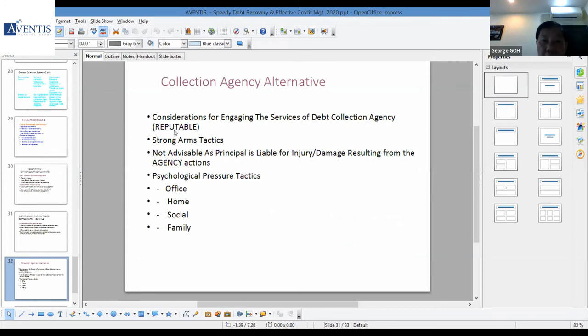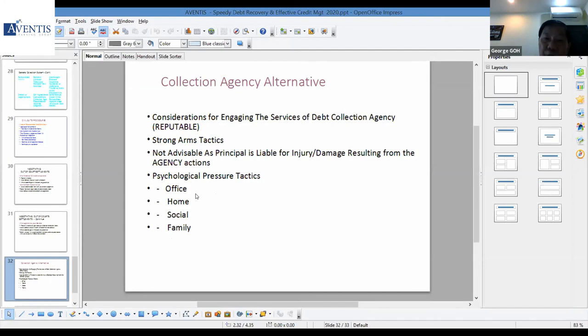Okay, and then of course, I put here reputable, which means the debt collection agency, you must use a reputable one, okay? Because if you use the wrong one, the agents damage the debtor, you have a problem, because you'll be sued. Then some of the examples are office attack, home attack, social attack, family attack. I'll give you some examples, like office attack.